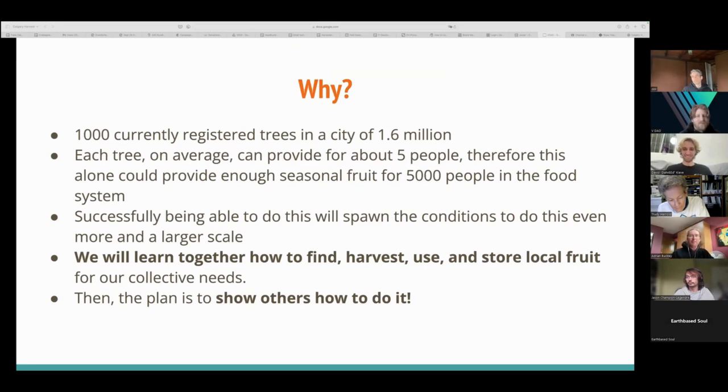So this is reason enough on its own. If we were able to get to all these trees, that would be serving the population of a small town, and this is even before the project grows. If we can successfully and reliably do this, it will create the conditions to scale up. What we've seen with this project is that when things do go well, there's an appetite and a magnetism to make it grow.